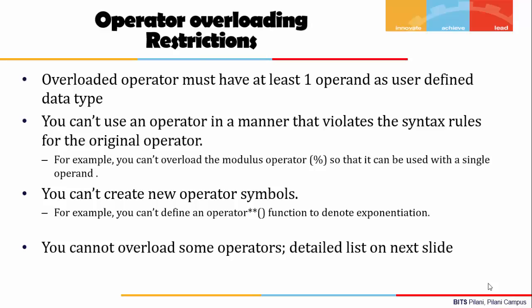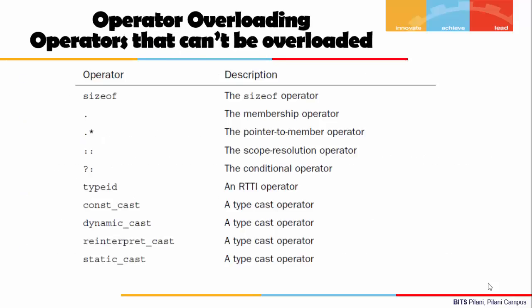For example, you can't overload the modulus operator so that it can be used with a single operand. Then you cannot create new operator symbols. For example, you cannot define star star to denote exponential. You also can't overload some operators. This is the list of operators which cannot be overloaded, for example sizeof, membership, pointer to member, scope resolution operator, and conditional operator. These all cannot be overloaded.